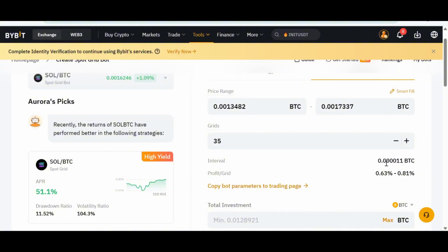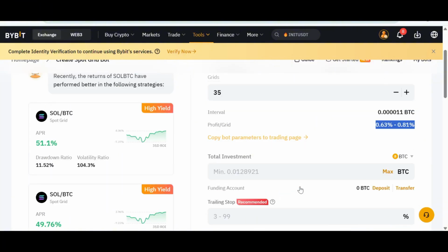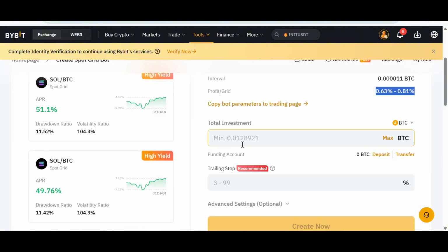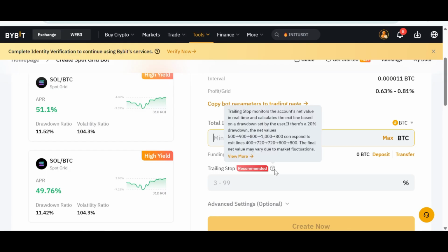And then you can see that one interval includes this much of BTC, and the profit per grid will be this much, which is less. But if you're really focusing on the grids, when the grids calculate and they multiply, the profit will be higher, obviously. And then you can copy bot parameters to trading page by clicking over here. So once you're good with your parameters, you can just see your total investment, like how much investment you want to make, and then you're going to set the trailing stop.